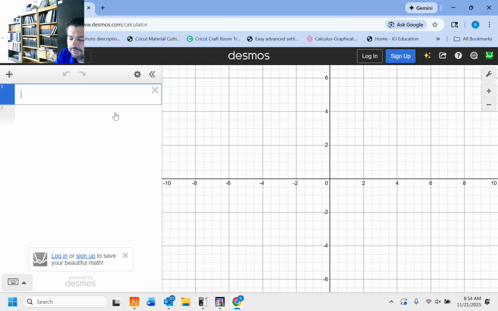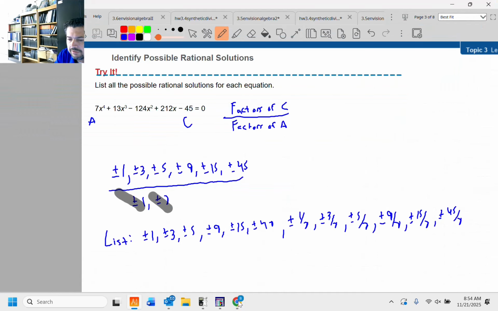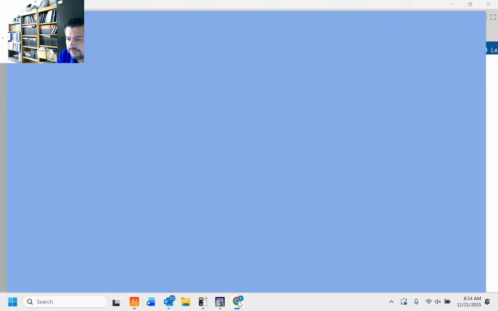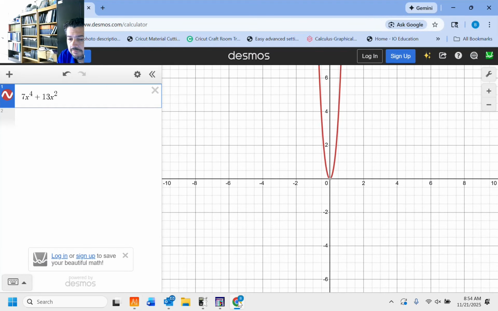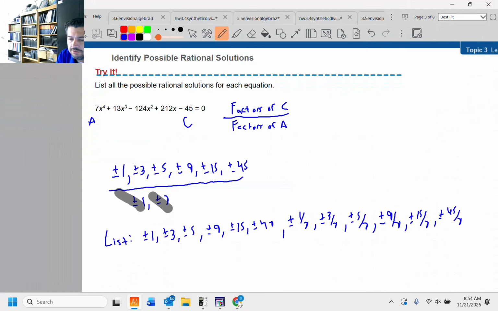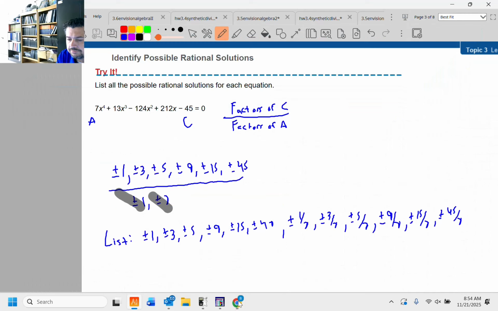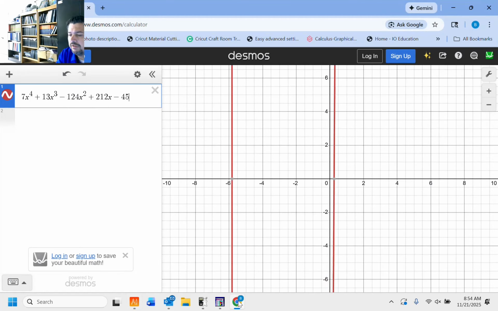I don't feel good. We got 7x to the 4th. I remembered that. The rest of it I forgot. Plus 13x squared. Minus 100. That was a cube, wasn't it? Minus 124x to the 2nd. And I'm just using decimals because I don't feel like pushing buttons on my calculator. 212x. And then minus 45.